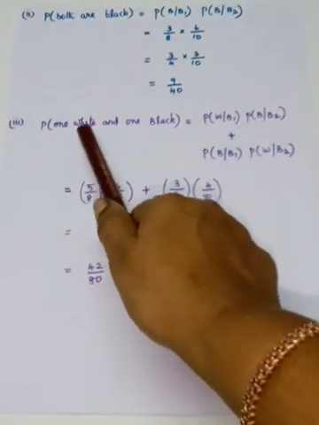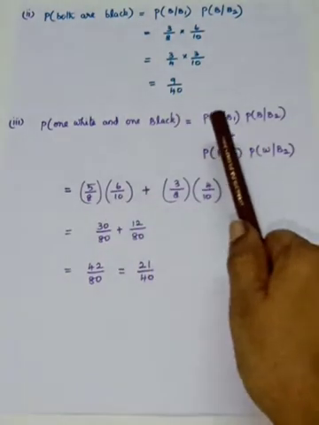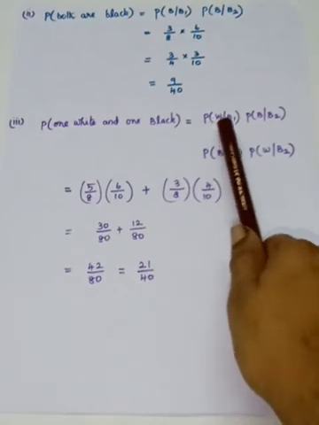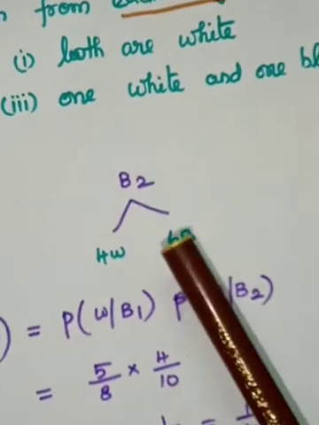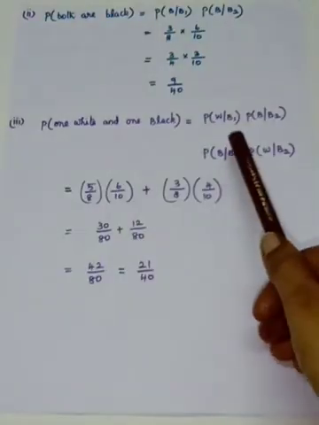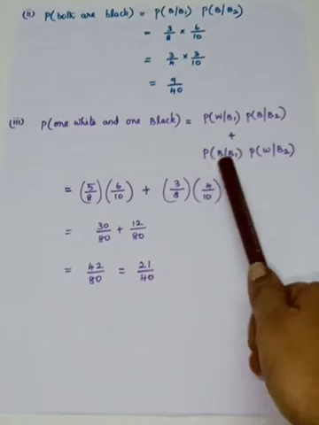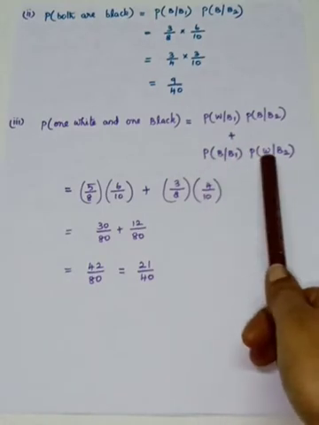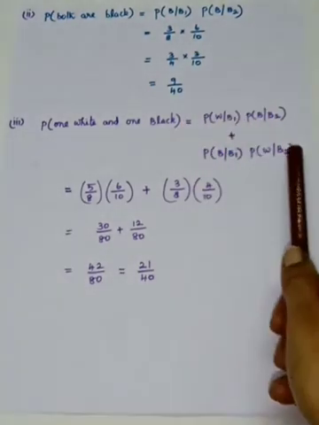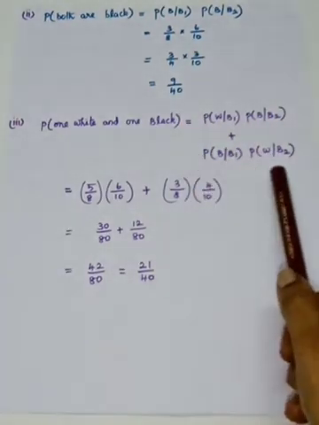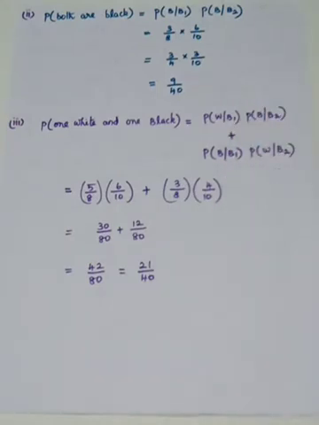And probability of 1 white and 1 black ball. So if we take one white, that is white ball from the bag 1, means from the second bag you have to take black, or otherwise, so that's why here I have written plus, or black ball from the first bag into white ball from the second bag. Either this case will happen or this case will happen. So if any one happens, we will get one white ball and one black ball.